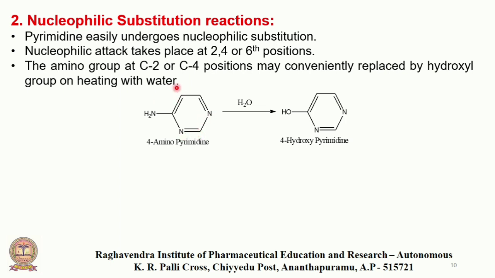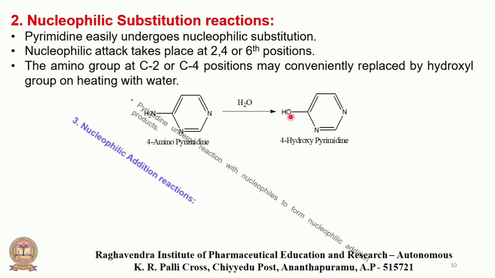Rather than the fifth position, the second, fourth and sixth positions undergo nucleophilic substitution. So the amino group at the C2 and C4 positions may conveniently be replaced by a hydroxyl group on heating with water. If any substituent is at the second or fourth position, for example 4-aminopyridine, then by heating with water the amino group is replaced with the OH group in the pyrimidine nucleus.